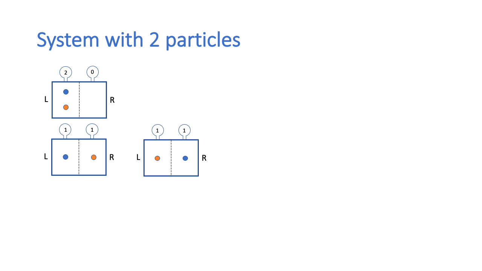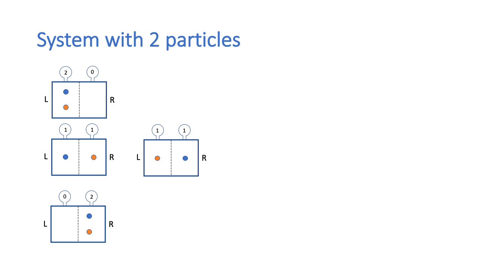We could also put one of the molecules on either side. Now, there are 2 different ways we can do this. You could have either the blue on the left or the red on the left. In these 2 arrangements, the pressure on both sides is 1. Finally, we could put both of the molecules on the right-hand side. In this case, the pressure on the left is 0, the pressure on the right is 2.